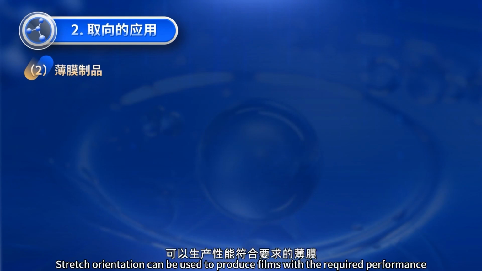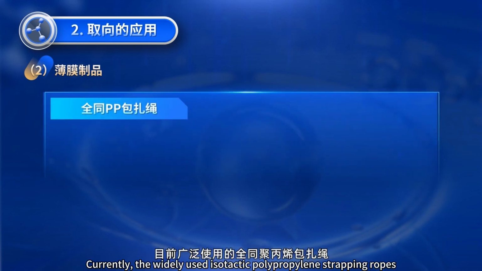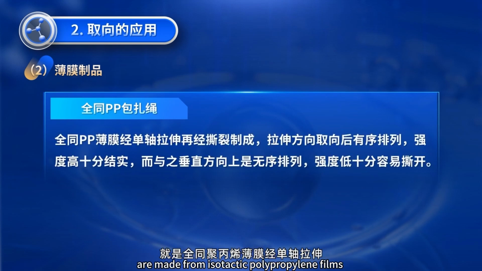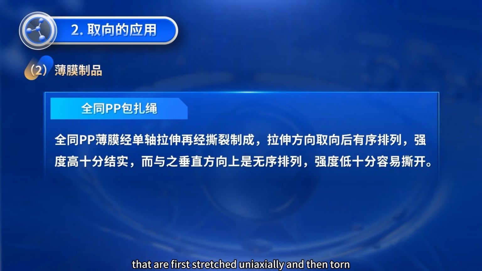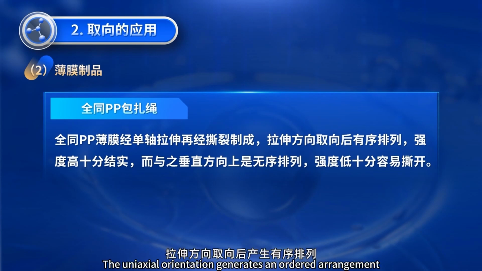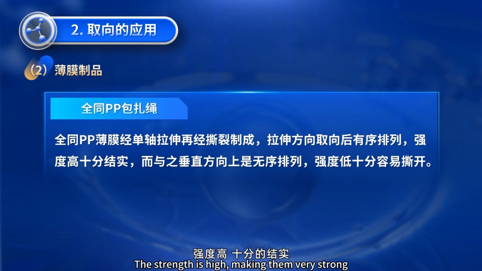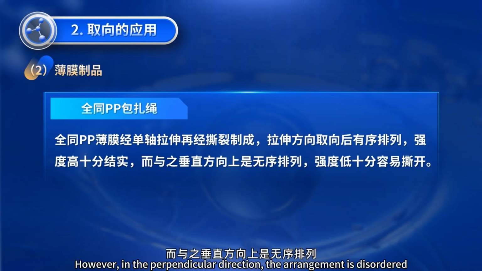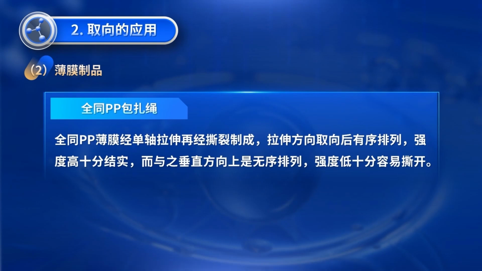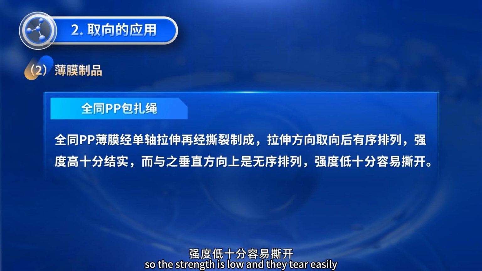Stretch orientation can be used to produce films with the required performance. Currently, the widely used isotactic polypropylene strapping ropes are made from isotactic polypropylene films that are first stretched uniaxially and then torn. The uniaxial orientation generates an ordered arrangement. The strength is high, making them very strong. However, in the perpendicular direction, the arrangement is disordered, so the strength is low and they tear easily.